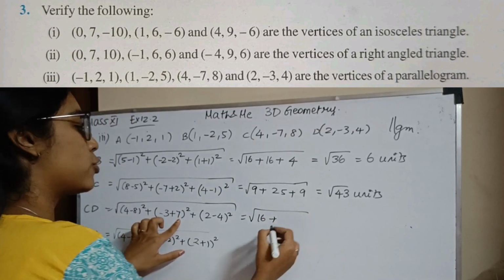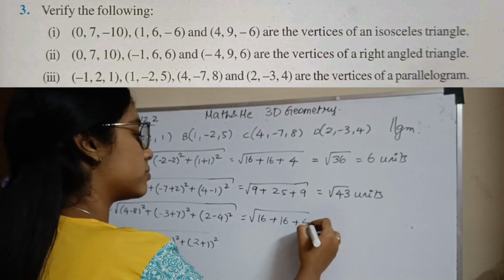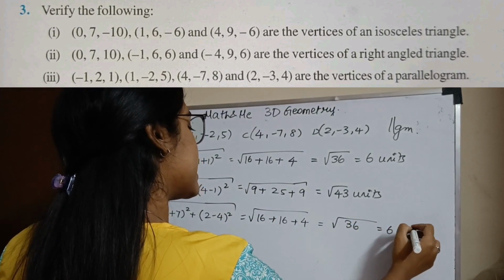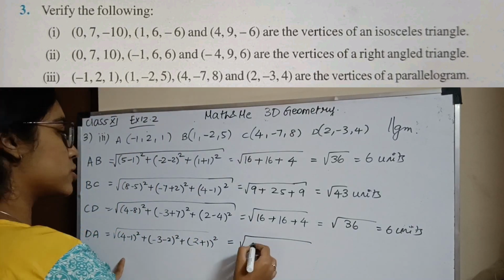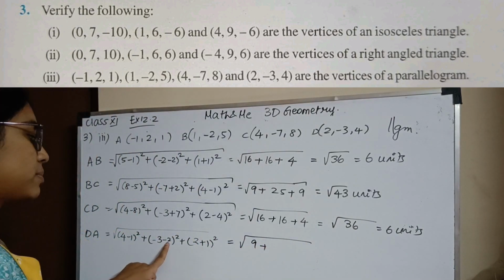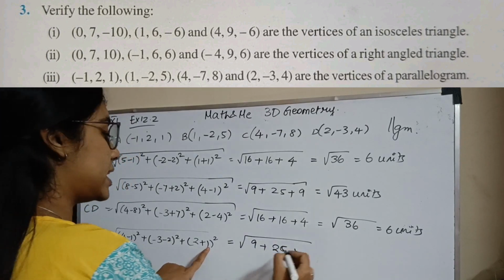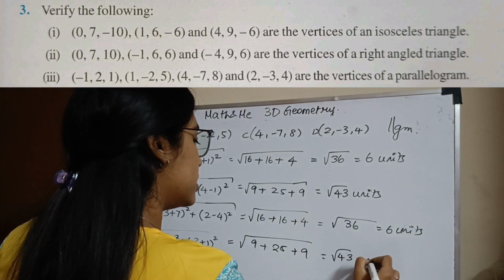Again, for CD, 4 minus 8 is minus 4, the whole square is 16. Minus 3 plus 7 is 4, square is 16. 2 minus 4 is minus 2, whole square is 4. It is the same as this. So I have root 36, which is 6 units. In that line, 4 minus 1 is 3, the whole square is 9. Minus 3 minus 2 is minus 5, whole square is 25. 2 plus 1 is 3, 3 square is 9. Again, I have the same thing. So I have root 43 units.